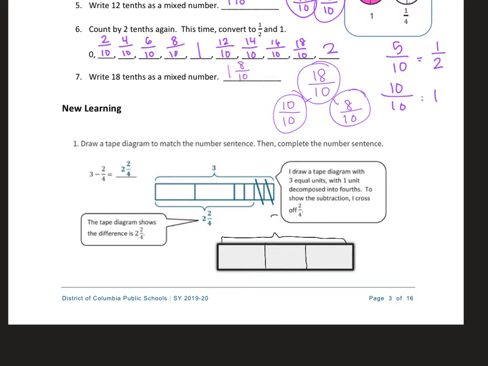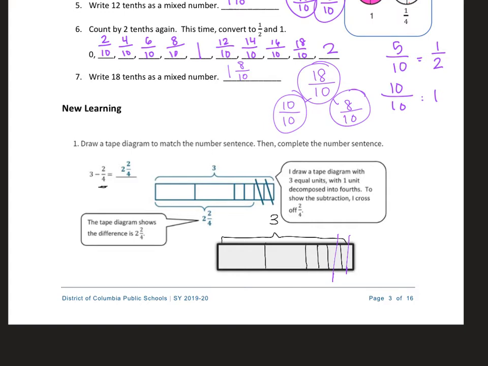Okay, I'm gonna label this 3. Now, I noticed that my denominator in the fraction that I'm subtracting is fourths. So because I'm subtracting fourths, I'm going to split my last unit here into 4 pieces, only the last one, because I can see that I'm only subtracting 2/4, so I'm not gonna have to subtract more than 1 whole unit. All right, so now I have 3 wholes, and I'm going to cross out 2 of the fourths that I just drew. So I'm going to cross out 1/4 and 2/4.